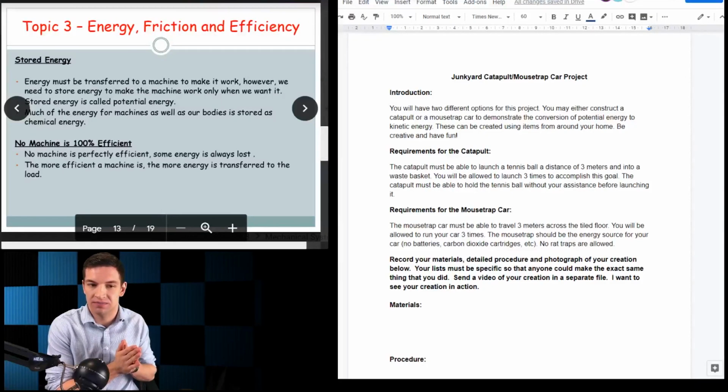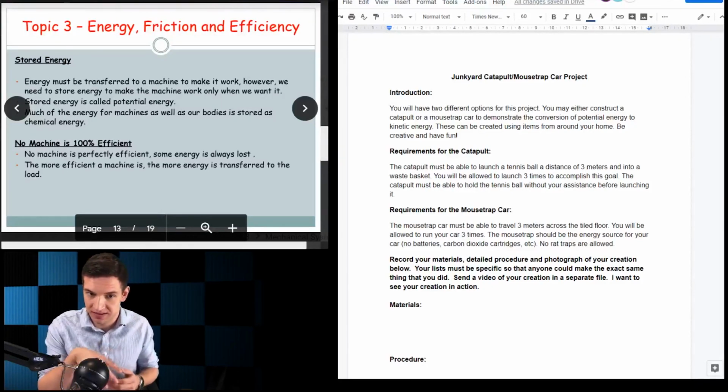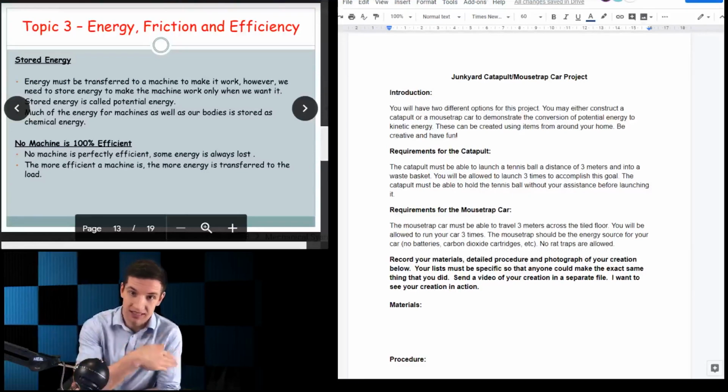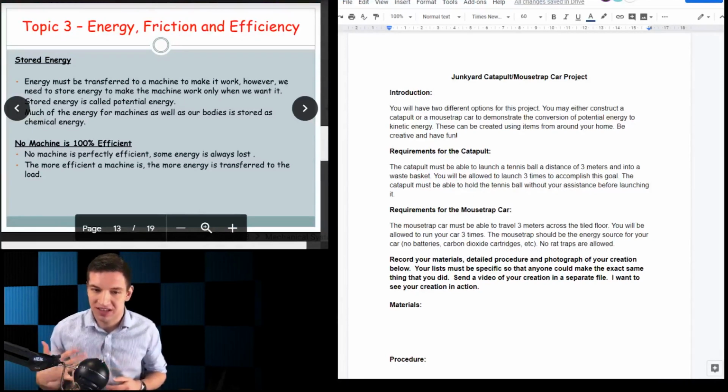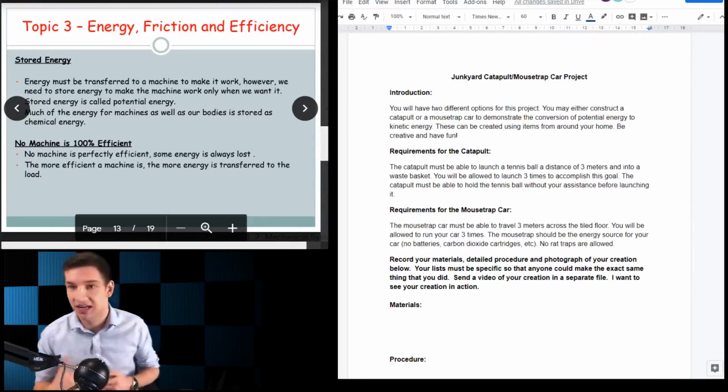You'll have 2 options for this particular project. You may either construct a catapult. Think of the medieval things that they tried to get things over giant walls. That's what you're doing here. Or a mousetrap car to demonstrate the conversion of potential energy to kinetic energy.